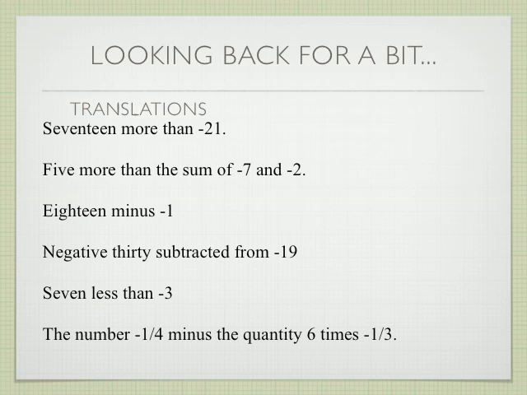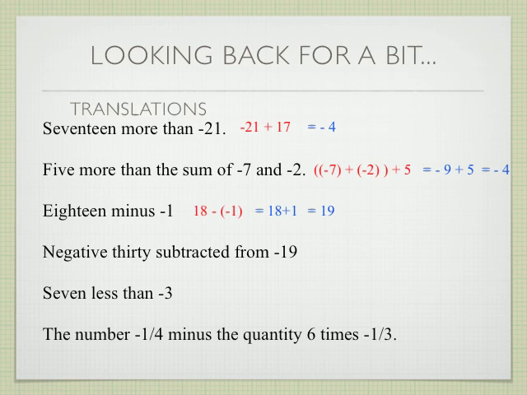Okay, more translations. 17 more than negative 21. Negative 21 plus 17, which is negative 4. 5 more than the sum of negative 7 and negative 2. 5 more than, I'm adding 5. The sum of negative 7 and negative 2, I'm adding that. So I have negative 9 plus 5, which is negative 4. 18 minus negative 1. Minus doesn't switch anything around. Minus is fine. So 18 minus negative 1 is 18 plus 1, which is 19.